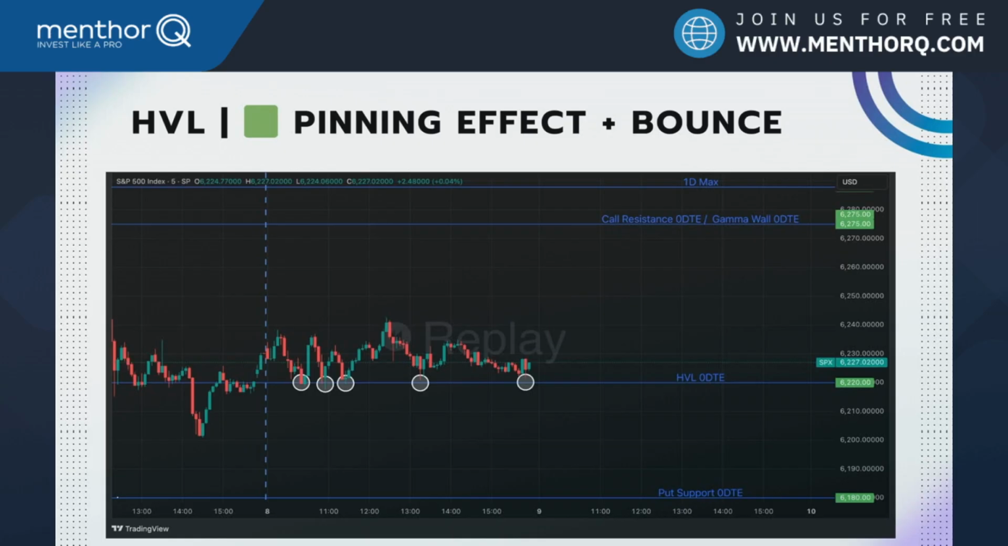This is an example that we took from, I think, yesterday or the day before, where again, the price on SPX was chopping all day around the HVL, in this case, the ETS level. So again, you can use this as your scalping tool, as your risk management tool, and again, this is very, very important. This is one scenario.